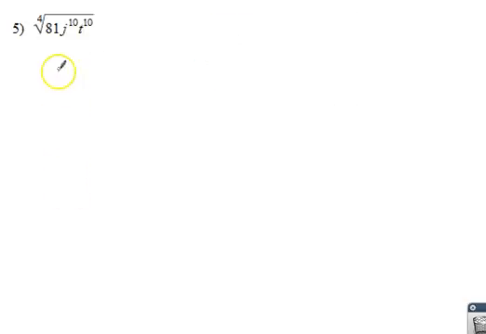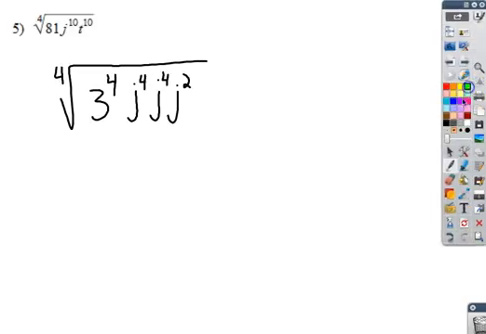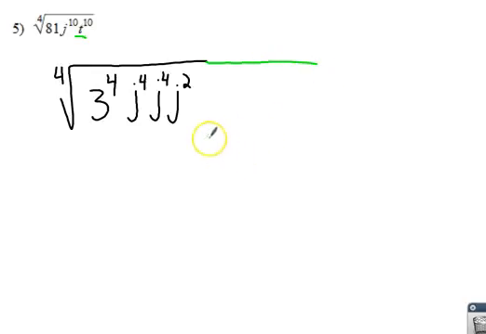This particular problem, again, my troll is 4 there, so I need to break things up into things to the 4th power. Let's take a gander here. So 81, that's really 3 to the 4th power. J to the 10th, I can break that down as j to the 4th, j to the 4th, j squared. T to the 10th, extend this line a little bit, I can break down as t squared, t to the 4th, t to the 4th.